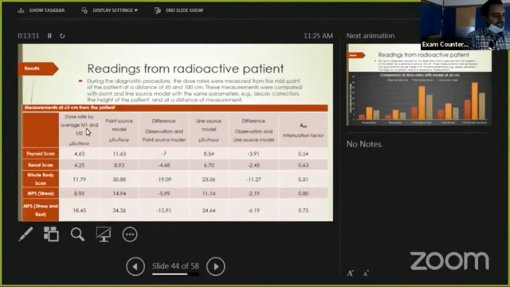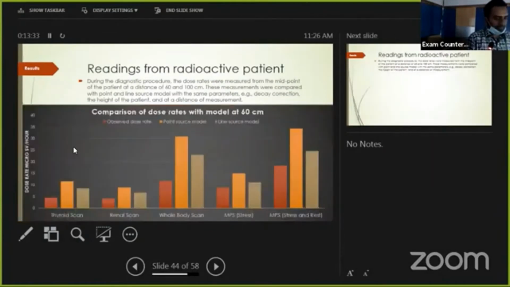So these are the readings at some distance, at 60 centimeters from the patient, and you can compare here the point source model and the line source model giving almost the same reading, and for the patient the readings are much lower. Again, this is implying that the patient is a shielded source. These are the comparisons of the point source model and line source model and the readings which were taken at the patient. Now, one more thing is that the point source model always overestimates the dose rate. It is the highest reading in every graph.